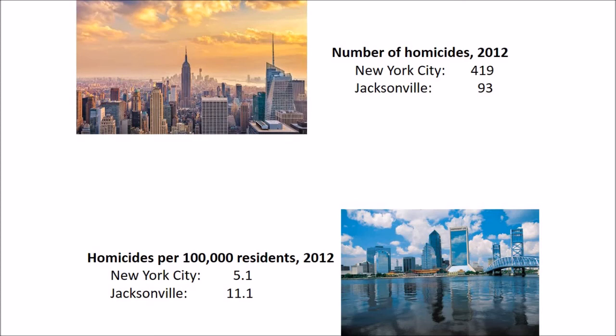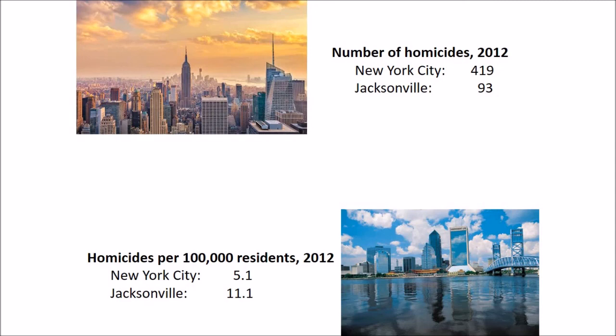And so I think the casual observer might conclude, based on the raw numbers, that Jacksonville is a safer city than New York City. But the bottom half of the slide shows what happens when you adjust this for population. And as we'll learn later, murder rates, crime rates are standardized per 100,000 people. And so what you see is that in actuality, Jacksonville's murder rate, 11.1, is more than twice as high as New York City's murder rate.